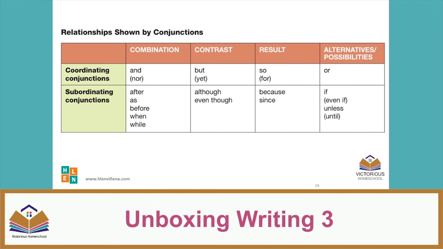For contrast, you use the following coordinating conjunctions and subordinating conjunctions: but, yet, although, even though. For result, you use so or for, and then because and since. And for alternatives and possibilities, you can use or and if, even if, unless, until. Okay, so let's get to it.